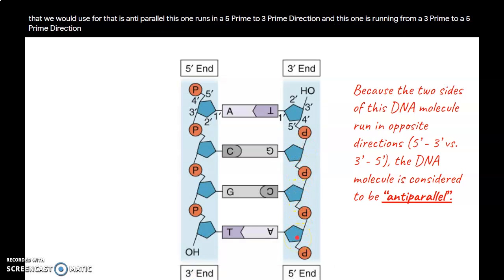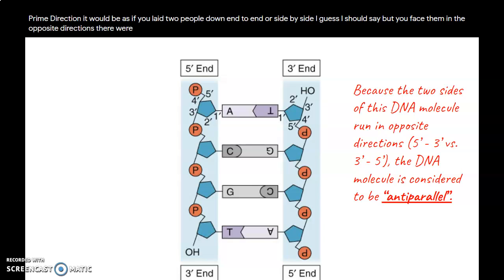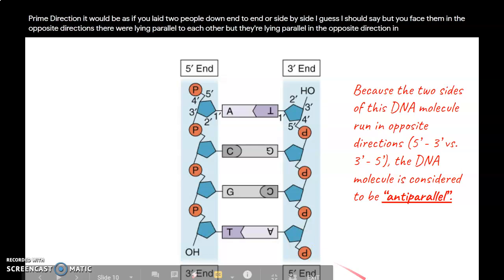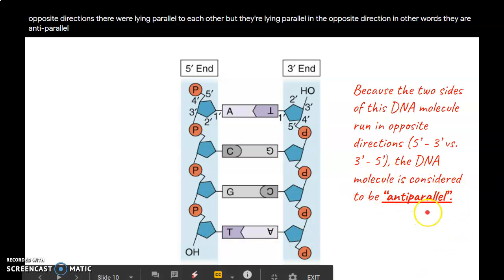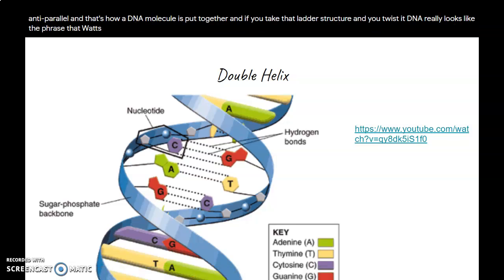It would be as if you laid 2 people down end to end, or side by side, I guess I should say, but you faced them in the opposite directions. They're lying parallel to each other, but they're lying parallel in the opposite direction. In other words, they are anti-parallel. And that's how a DNA molecule is put together. And if you take that ladder structure and you twist it, you get what DNA really looks like. The phrase that Watson and Crick coined to describe the overall structure of DNA is that of a double helix.